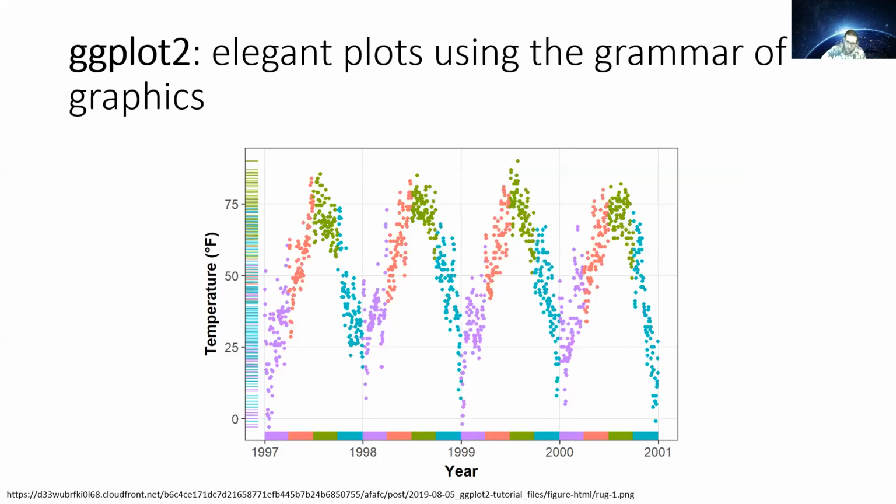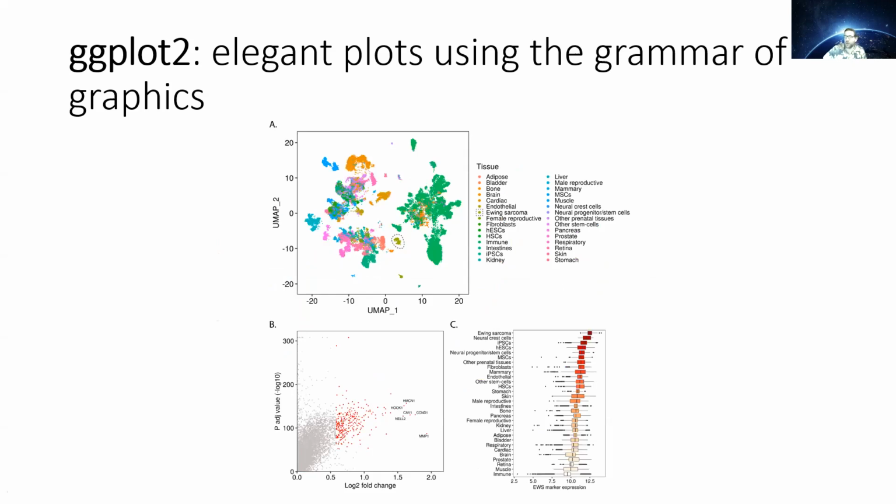Here's an example of one of the plots produced using the grammar of graphics in ggplot2. You can make very elegant looking plots that very succinctly describe complex data. You can see here, year over year, the temperature fluctuating. Here are some plots from a paper I published last year that I made with ggplot2. This was actually my figure 1. So you can make very nice publication quality plots using nothing but R. All right, let's actually do it now.